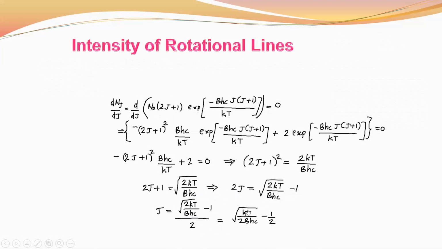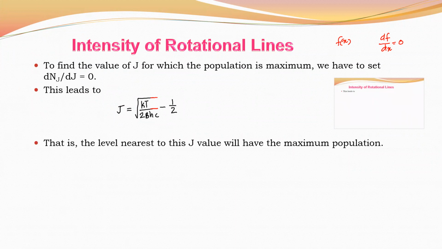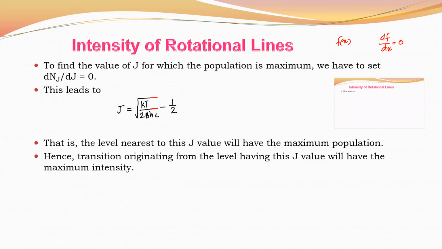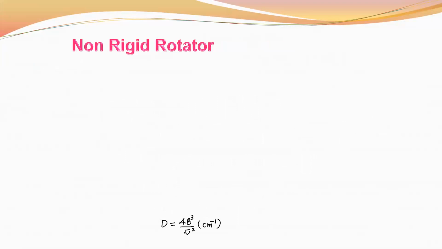Then J is equal to root of 2kT divided by Bhc minus 1, all divided by 2. So we obtain the result J is equal to root of kT divided by 2Bhc minus half. That is, the level nearest to this J value will have the maximum population. Hence, the transition originating from the level having this J value will have the maximum intensity.